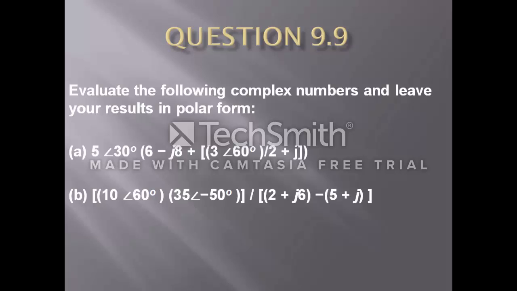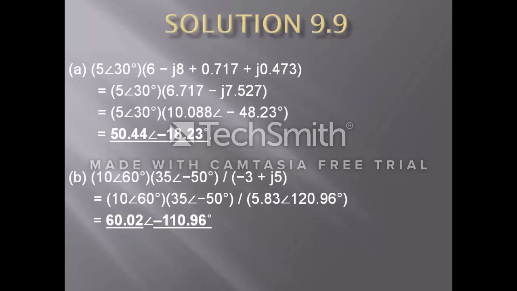Evaluate the following complex numbers and leave your result in polar form. A part: 5 with a phase angle of 30 degrees multiplied by 6 + 8J plus 3 phase angle of 60 degrees divided by 2 plus J. B part: 10 phase angle of 60 degrees multiplied by 35 phase angle of minus 50 degrees divided by 2 + 6J minus 5 + J. This is the same type as the earlier question.